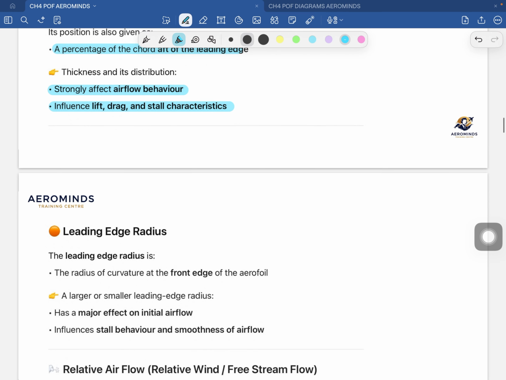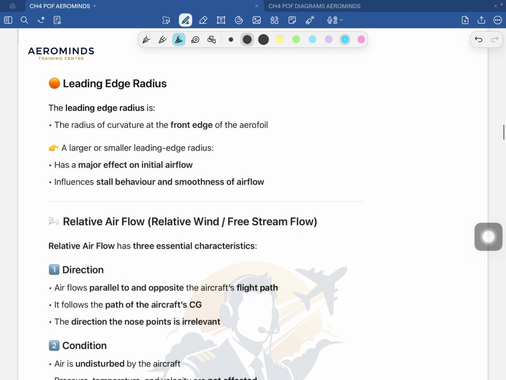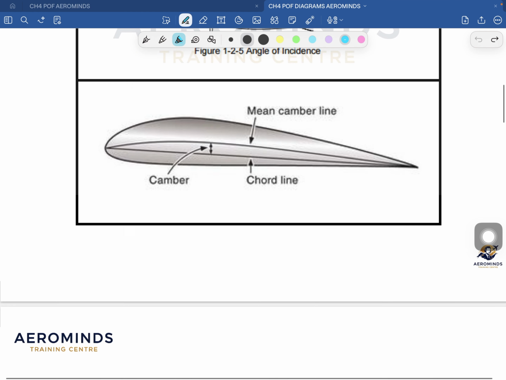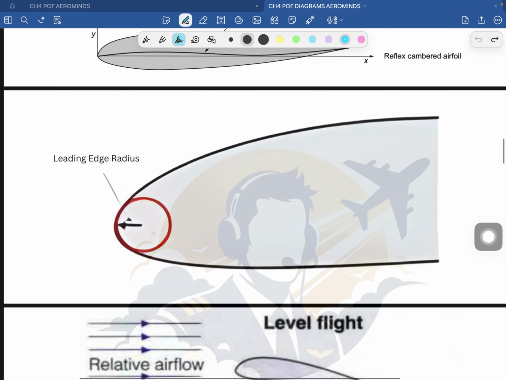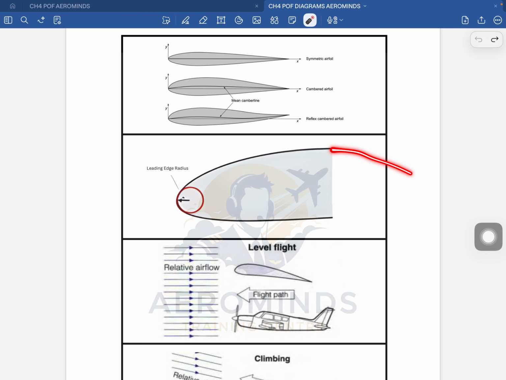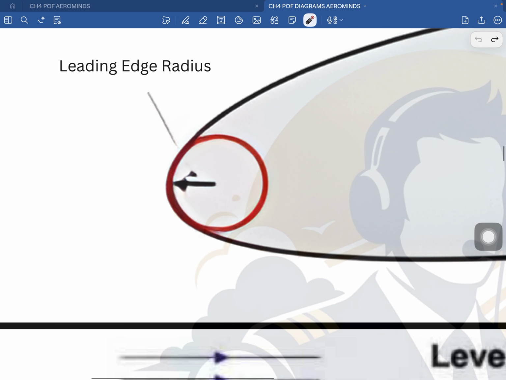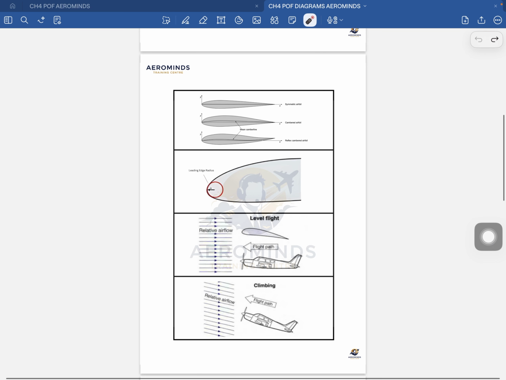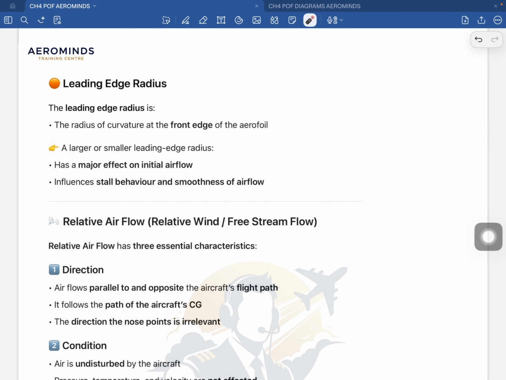Now we'll talk about the leading edge radius. First I'll show you the diagram, which will make the topic very easy. This is the leading edge radius. This is the airfoil. Like this, it completes. This is the leading edge. Here somewhere will be the trailing edge. Now suppose this is a circle. This thing from the center to here will be the radius. So this will be the leading edge radius. I hope you got it.